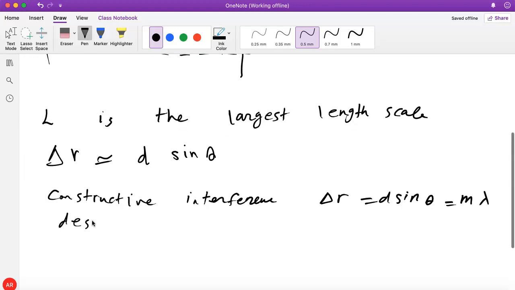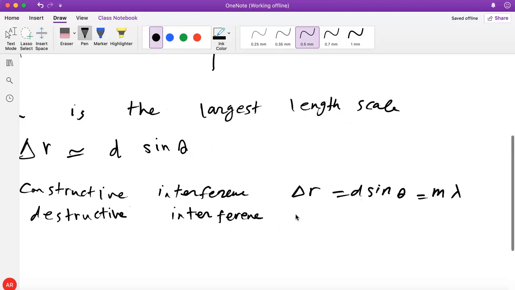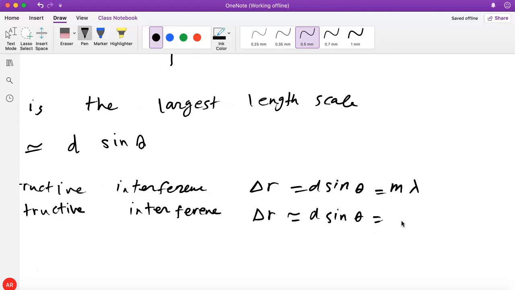And for destructive interference, we want delta r, which is approximately d sine theta, to be m plus a half times lambda, right? Each half lambda gives a phase difference of pi, so that makes them out of phase, leads to destructive interference, and then another m lambda just shifts the phases by a multiple of 2 pi, which doesn't change the sines and cosines.